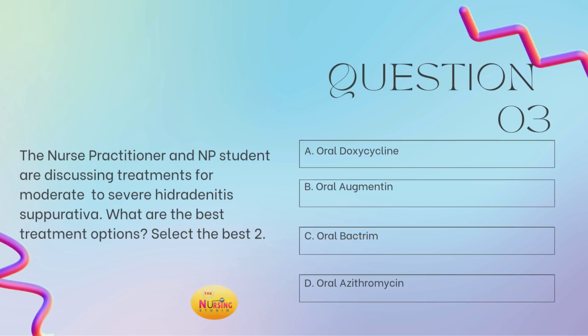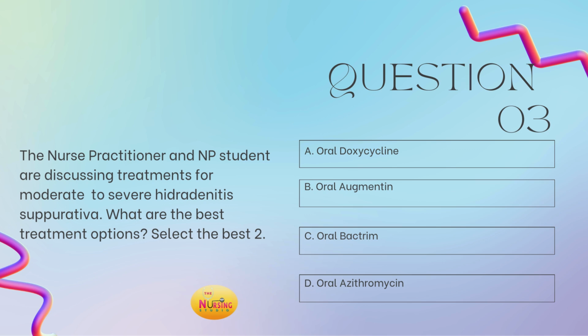And then lastly, question number three, the nurse practitioner and NP student are discussing treatments for moderate to severe hidradenitis suppurativa. What are the best treatment options? Select the best two. Is it A, oral doxycycline, B, oral Augmentin, C, oral Bactrim, or D, oral azithromycin? Take a moment and tell me what you got, y'all.